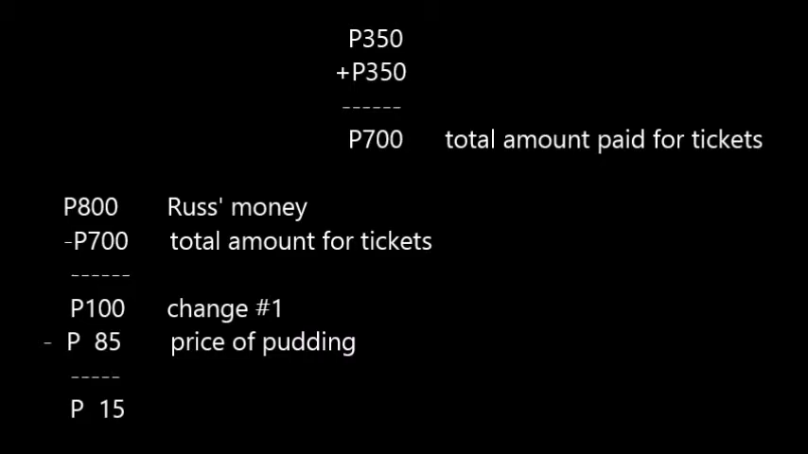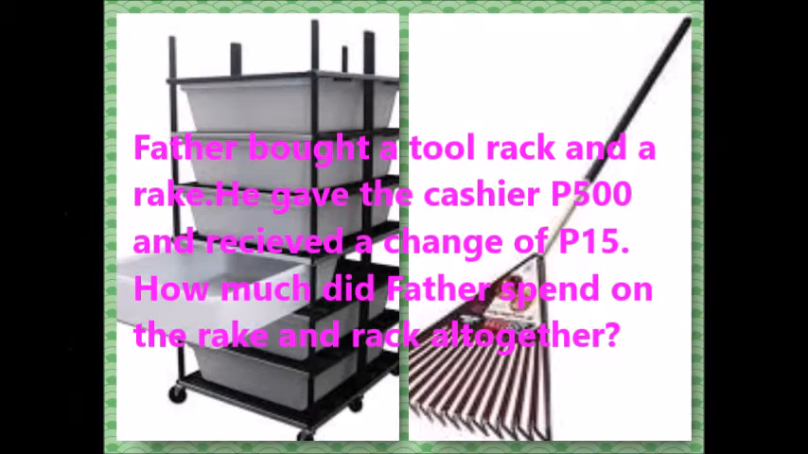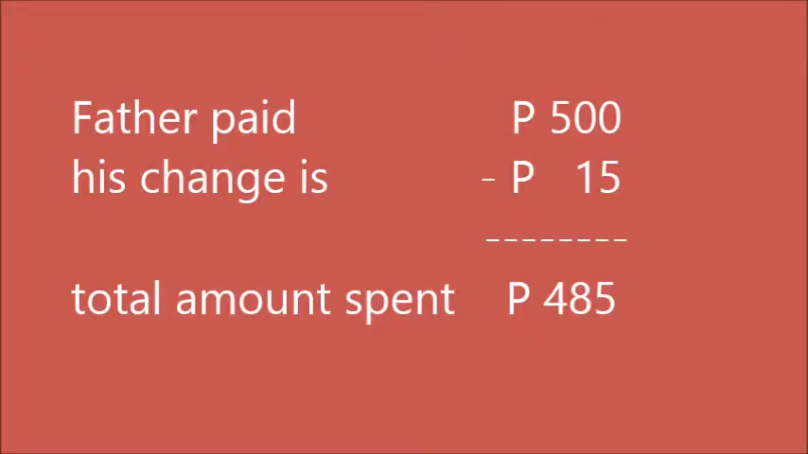Another example is, father bought a tool rack and rake. He gave the cashier 500 pesos and received a change of 15 pesos. How much did father spend on the rake and the rack altogether? All we need to do is to subtract his change, which is 15 pesos, from his money, which is 500. So the total amount spent is 485 pesos.